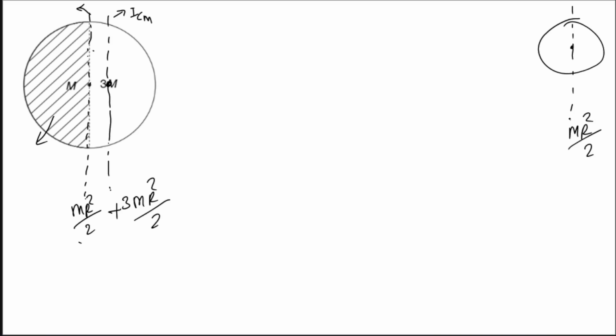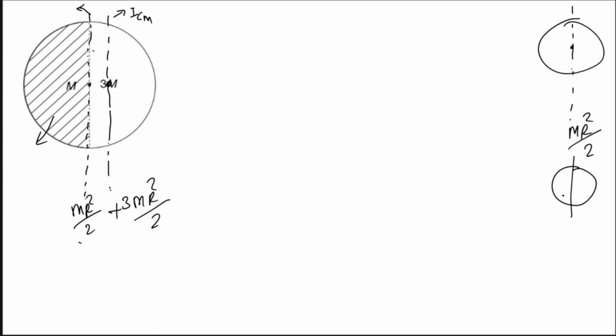And I have discussed it in previous videos also that even if you are taking half of this, the same formula will apply. Why? Because even if you are removing half the portion, you are not doing anything to the distribution of mass of the remaining portions. So the moment of inertia formula will remain the same.